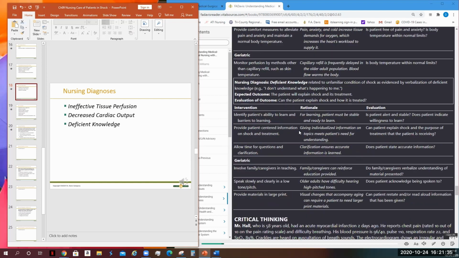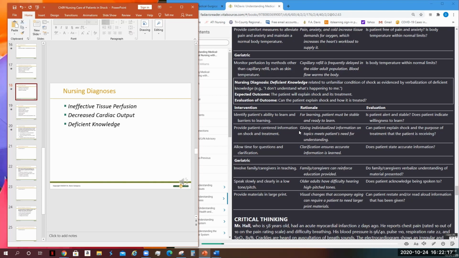Nursing diagnosis: deficient knowledge related to unfamiliar condition of shock as evidenced by verbalization of deficient knowledge, e.g., "I don't understand what's happening to me." Expected outcome: the patient will explain shock and its treatment. Evaluation of outcome. Can the patient explain shock and how it is treated? Intervention: identify patient's ability to learn and barriers to learning. So for learning, the patient must be stable and ready to learn. Evaluation. Is the patient alert and stable?